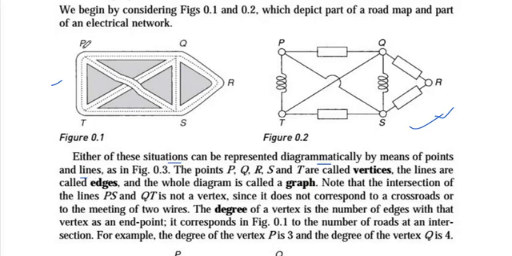Here P, Q, R, S, T are called vertices. In our next and all the next chapters we will call these points vertices, and the lines are called edges. This line, this line, this line, this line, and this line are all called edges. So vertices and edges, the whole diagram, is called a graph. This is the definition of a graph.